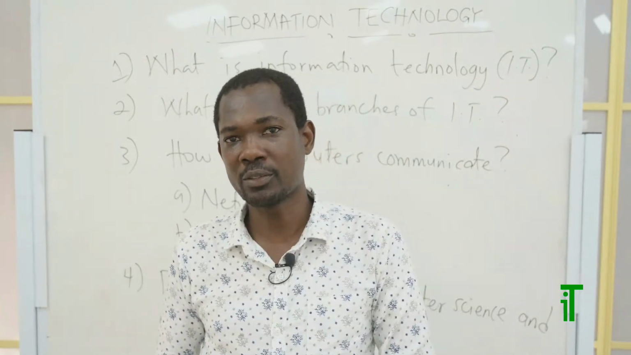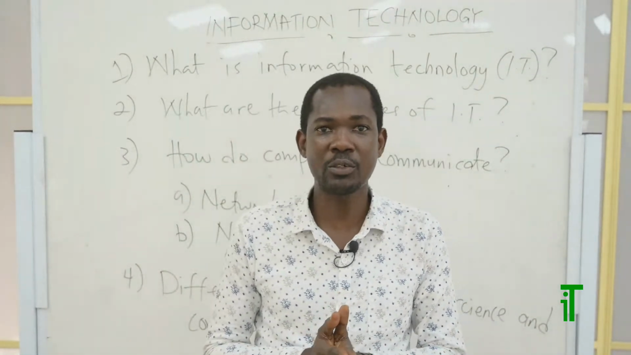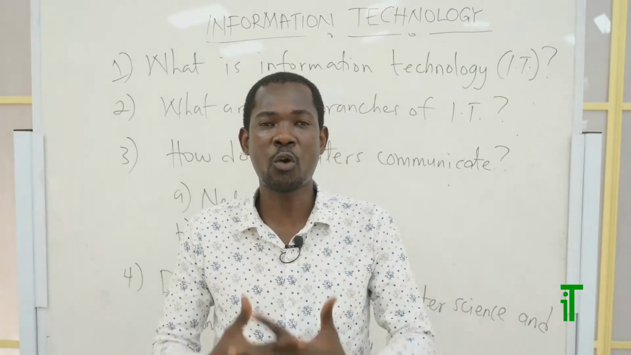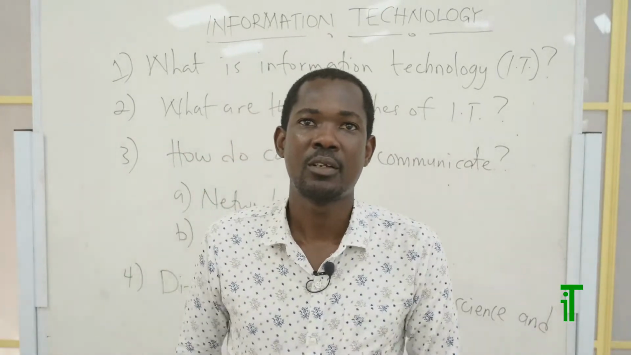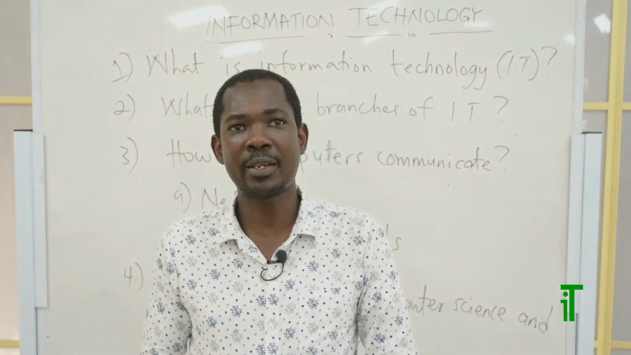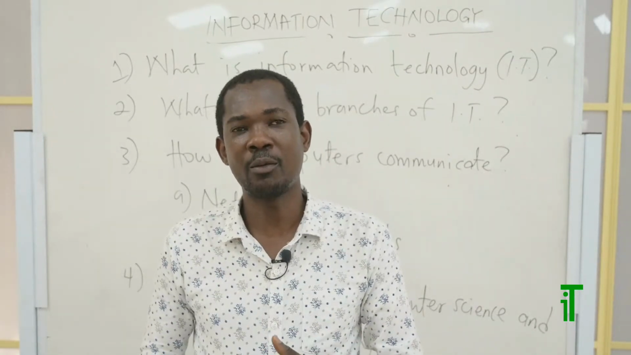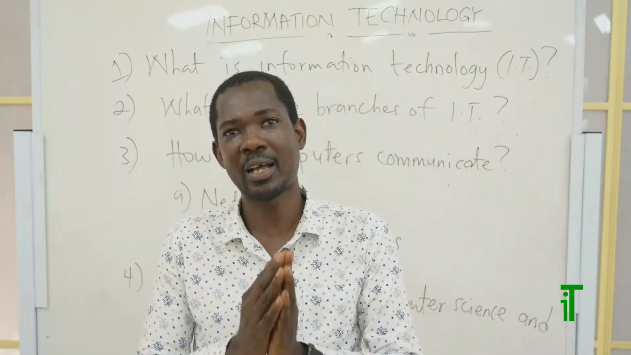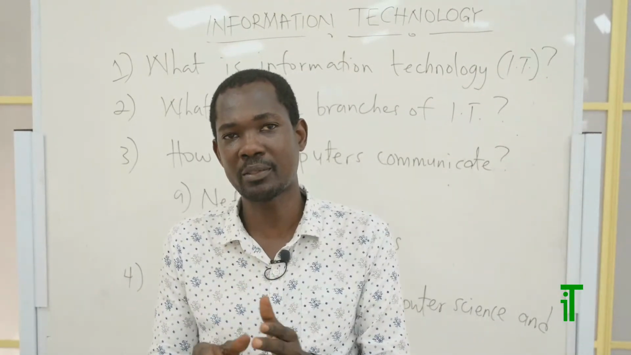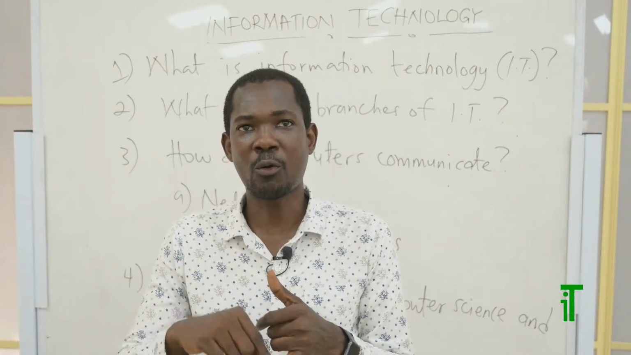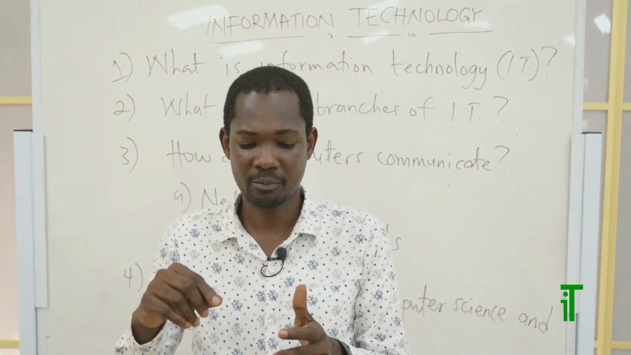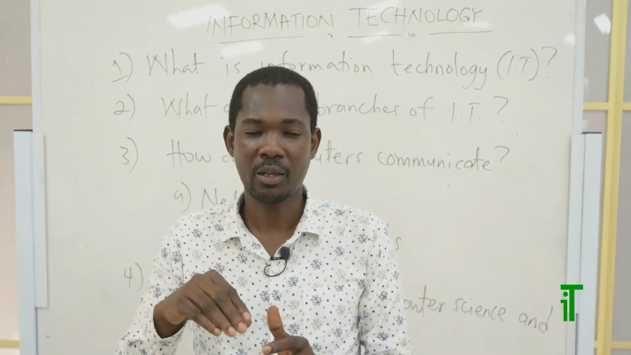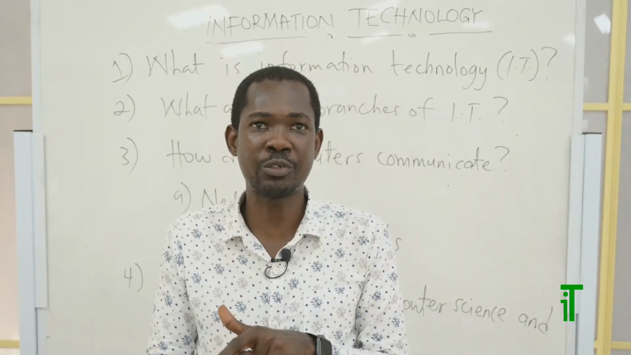What is information technology? Information technology has to do with computers communicating with each other, storing data, and retrieving data. So information technology has three main aspects: computers communicating with each other, computers being able to store information, and computers being able to retrieve information.